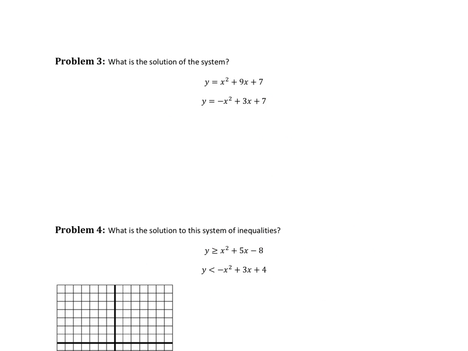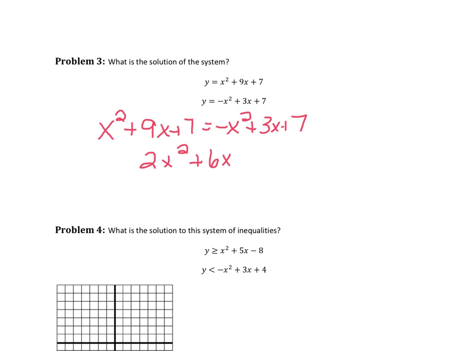Okay, so for problem 3, I'm going to also use substitution. We have something a little different here. We don't have a linear quadratic system. We have two quadratic equations, and we're going to try to find if these two parabolas intersect. So we'll follow substitution again. Again, both of them equal y, so I'm just going to set them equal to each other. So I get x squared plus 9x plus 7 equals negative x squared plus 3x plus 7. And when I set that equal to 0, I'm going to get 2x squared plus 6x. The 7's cancel. So I get 2x squared plus 6x equals 0.